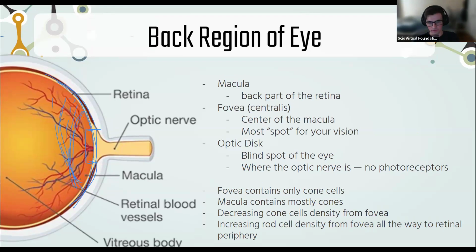And the fovea, also known as the fovea centralis, basically has only cone cells. The population density for rods in your fovea centralis is really, really low.